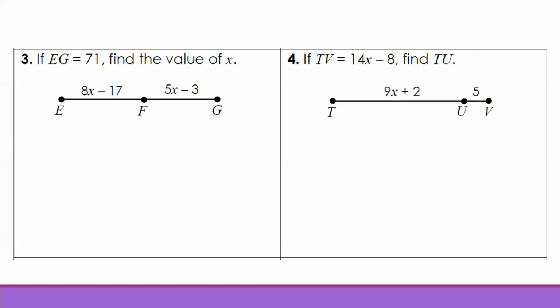This will also work with some algebra. It says if EG equals 71. Oh, EG is the length of that whole thing. I like to put that in my picture. There you go. The whole thing is 71. Find the value of X.